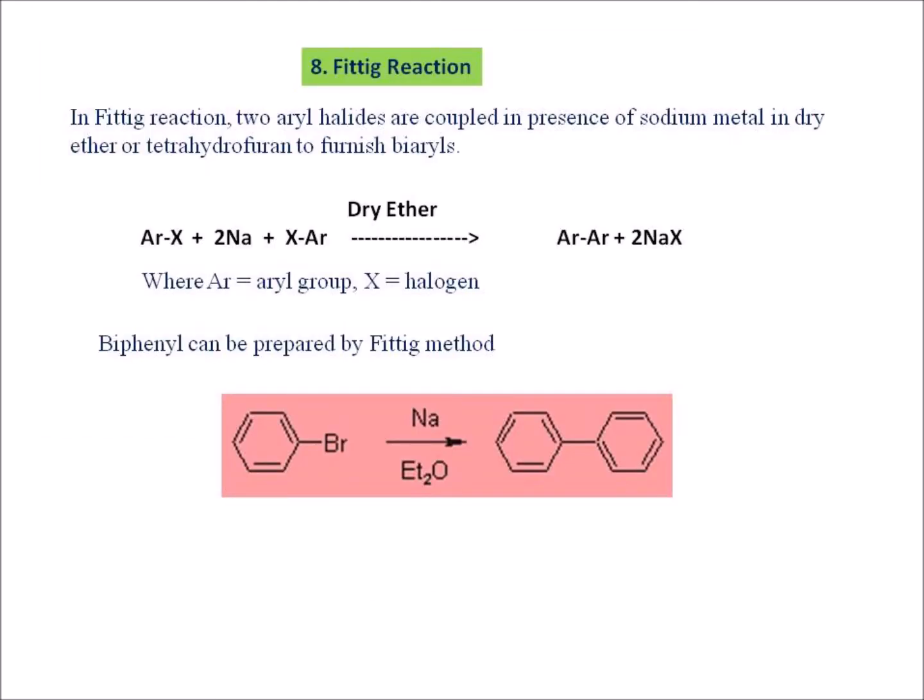The next one is Fittig reaction. In Fittig reaction, two aryl halides are coupled in the presence of sodium metal in dry ether or tetrahydrofuran to furnish biaryls. Biphenyl can also be prepared by Fittig method. That's also shown in this equation.